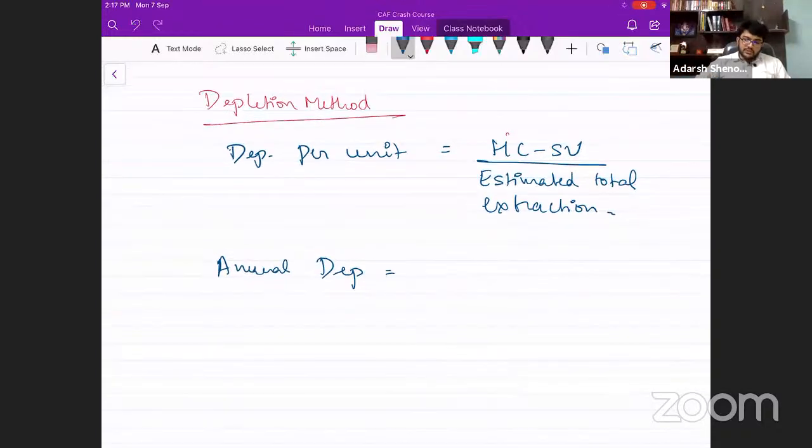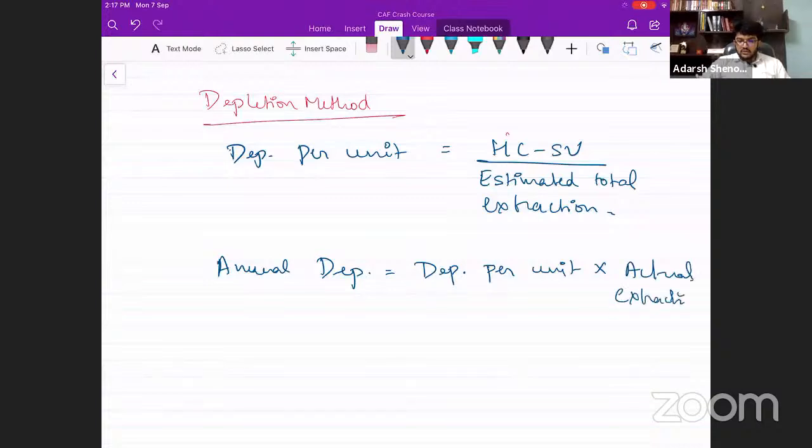So annual depreciation, how do we calculate? Can you guess? The same thing, boss. Depreciation per unit into actual extraction. Actual extraction in units.